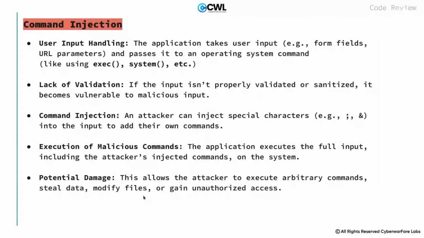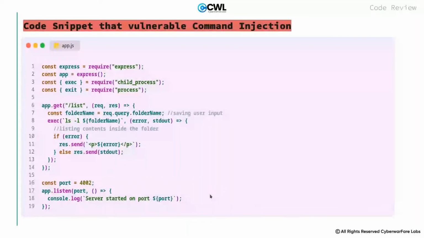Now let's review the code here for command injection. We have a route called list. This code lists the contents inside a folder. The route list takes in a parameter, and we can pass in a folder name. If the folder exists, we're going to give the output of the contents of the folder.